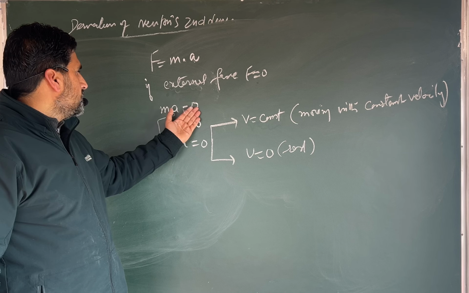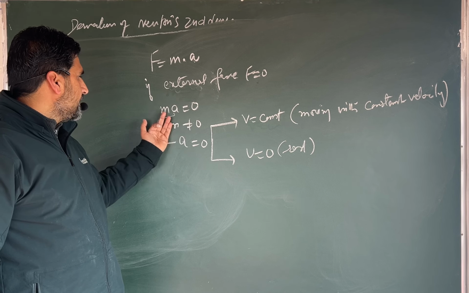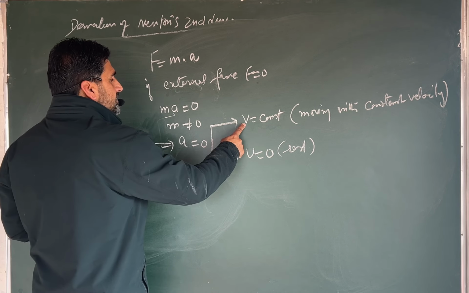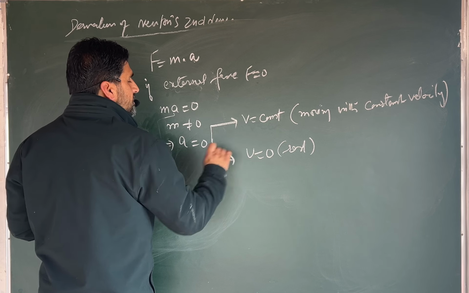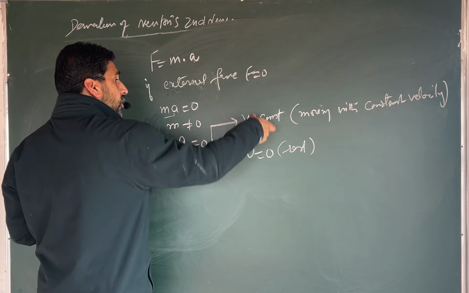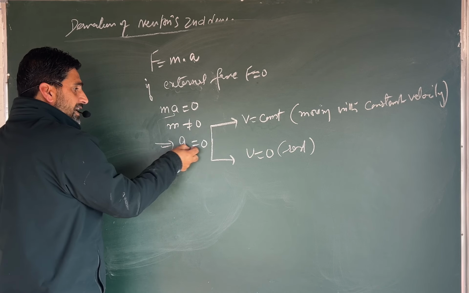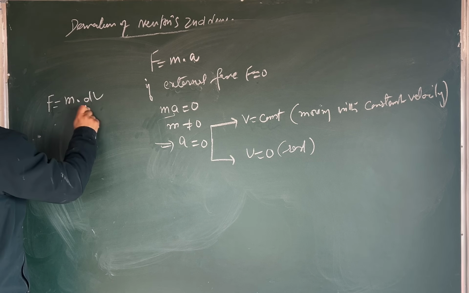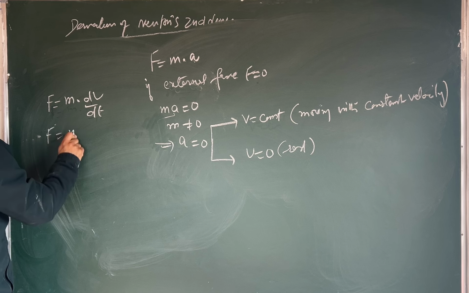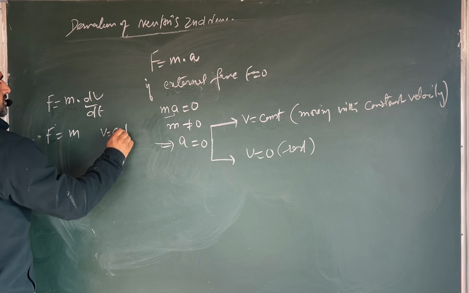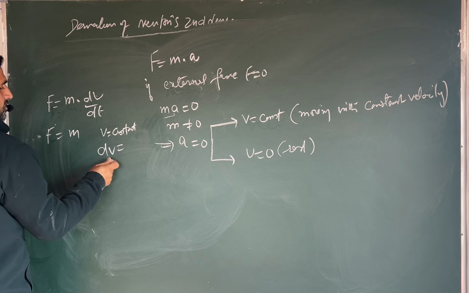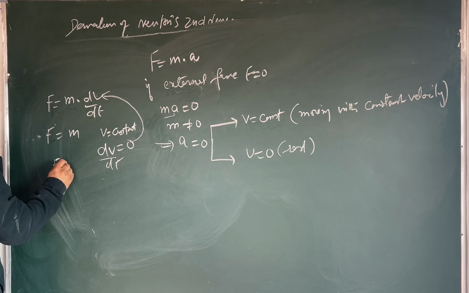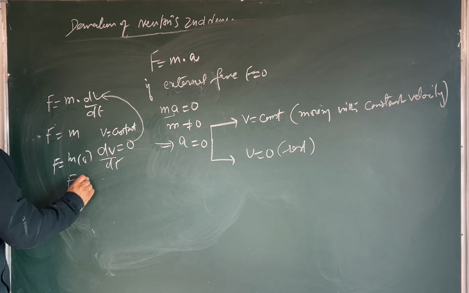So ma is equal to 0. m cannot be equal to 0. That implies a is equal to 0. When a is 0, that means velocity is constant or velocity is 0. In both the cases, when velocity is 0 or velocity is constant, you have acceleration 0. That is, you can write it like this: F is equal to m into dv by dt. If v is constant, obviously the change is equal to 0, dv by dt is equal to 0. So hence, you substitute here 0, you get F is equal to m into 0, so external force is 0.